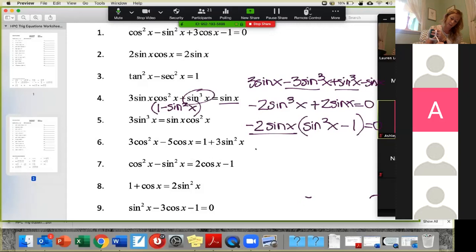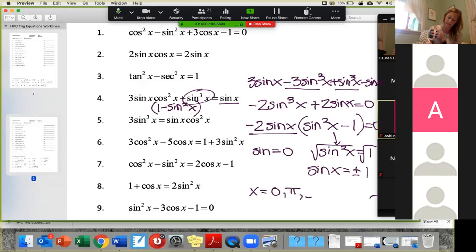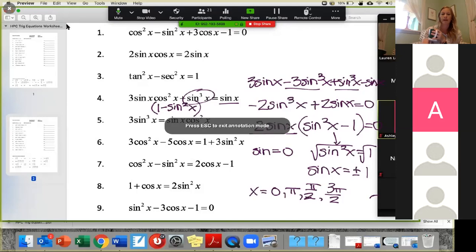Because this set equal to 0 would be where is sine equal to 0. This set equal to 0 would give me sine squared equals 1. Square root both sides. Where is sine equal to either positive or negative 1? So sine is equal to 0 at 0 and pi. Sine is equal to plus or minus 1 at pi over 2 and 3 pi over 2. So I would work that one out that way.